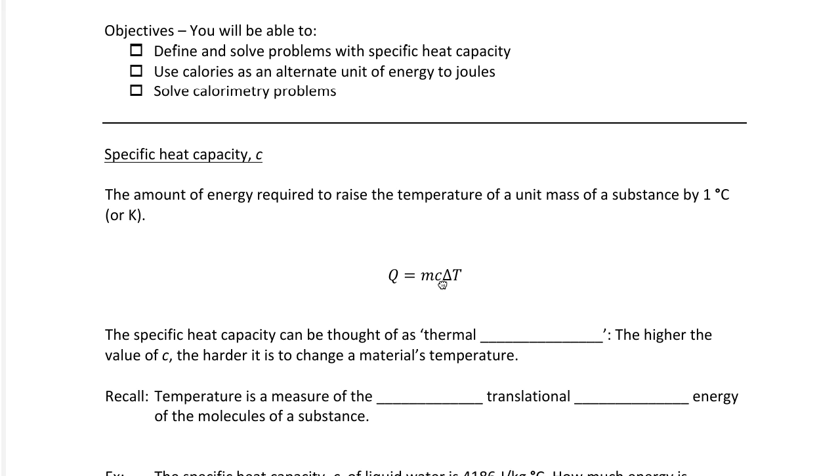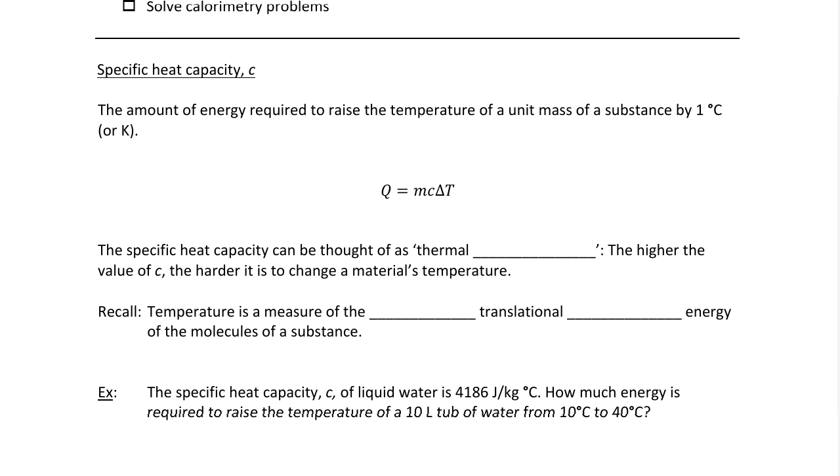Specific heat capacity is defined as the energy required to raise the temperature of a unit mass of a substance by 1 degree Celsius or equivalently by 1 Kelvin. By unit mass, we mean either a kilogram or a gram, depending on the context. And we give specific heat capacity the symbol C. We use it in this formula.